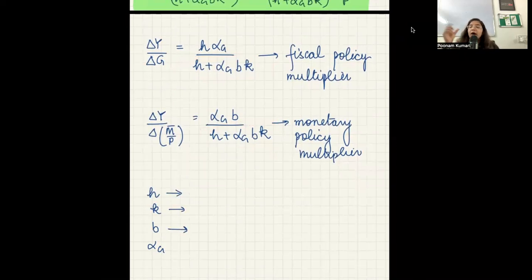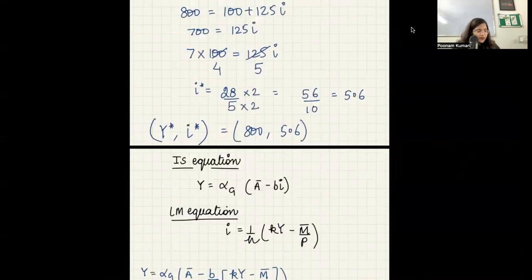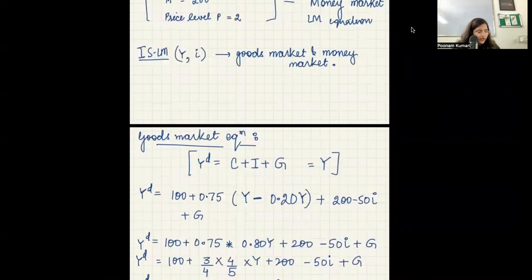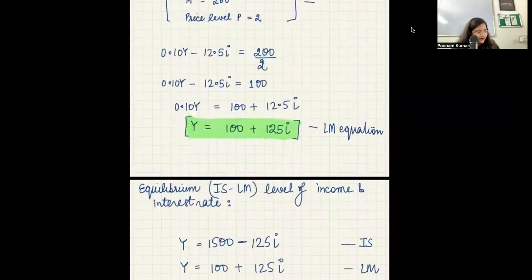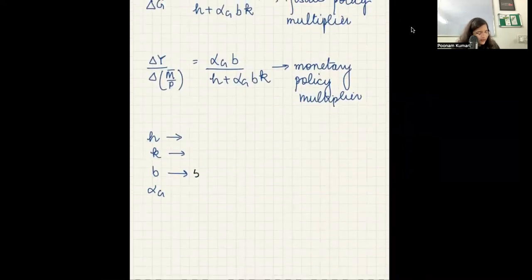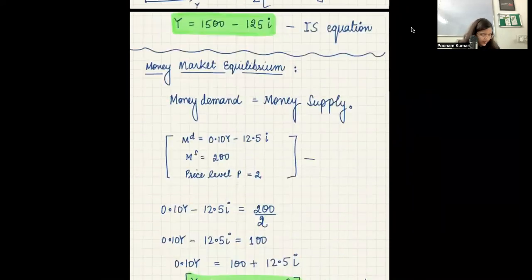So B is basically the constant in your investment function. When you look at this carefully, this is your B. What is your K and H? K is whatever value is here, this is K and this is H, right? K is the coefficient in front of Y, H is the coefficient in front of I. So K, H and B. B is 50, K is 0.10 and H is 12.5, I guess. 12.5, yes.